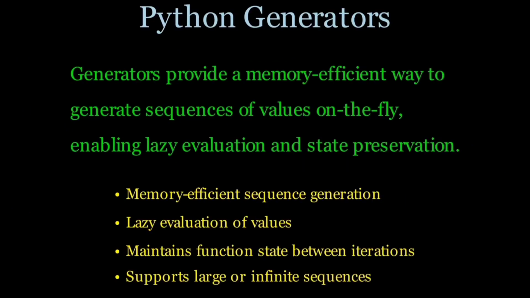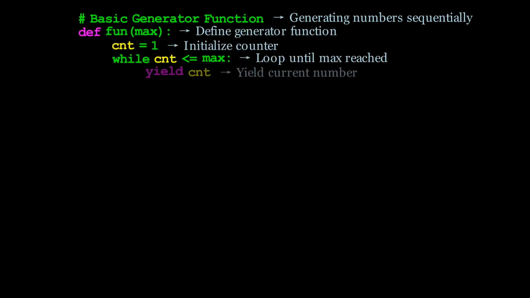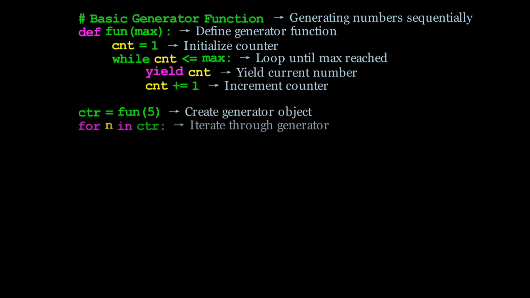Now let's examine a simple generator function to understand the basics. Here we have a function called fun that takes a maximum value as its parameter. Inside the function, we initialize a counter to 1. Then we create a while loop that continues until the counter reaches the maximum value. The magic happens with this yield statement. Instead of returning a value and terminating, the function pauses execution and yields the current count value. After yielding, the counter increments by 1.